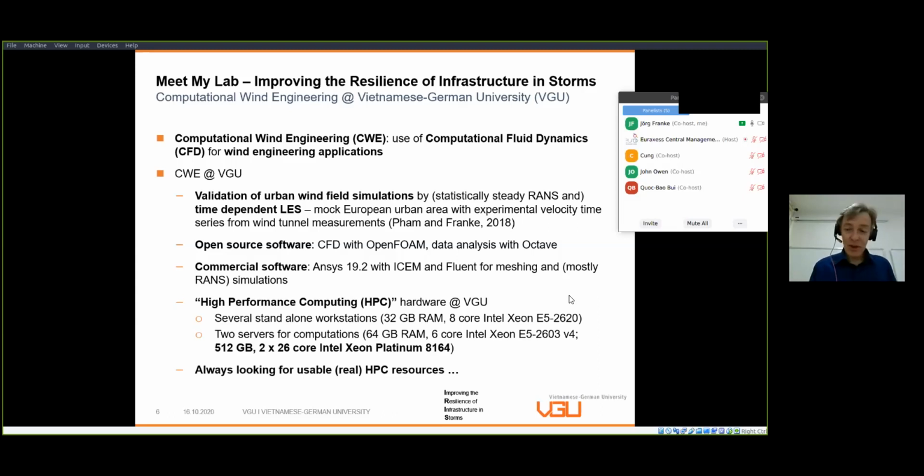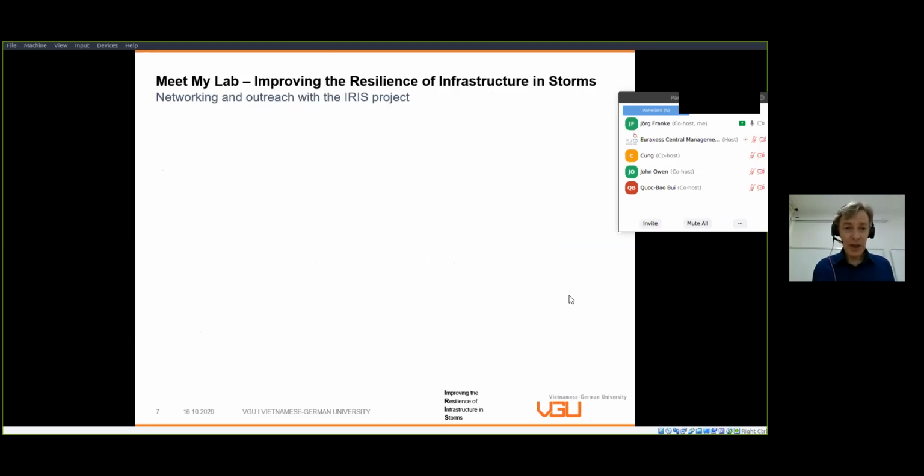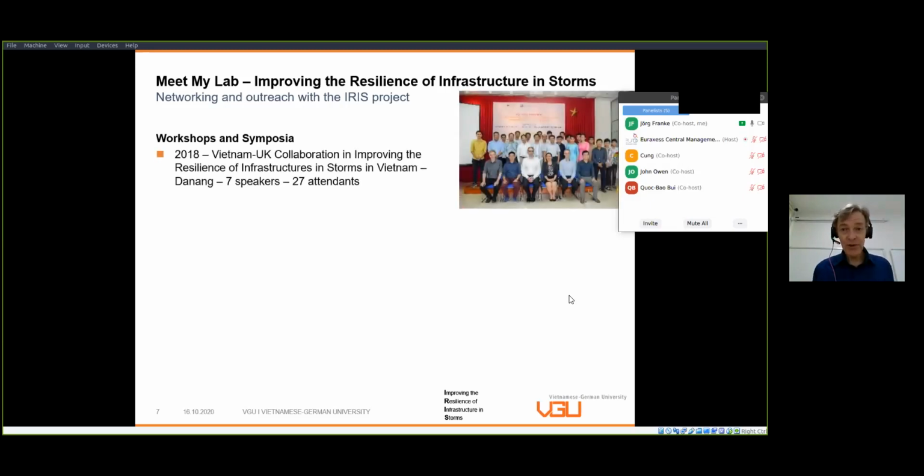Now, this is done ideally in networking, and this brings me now to the IRIS project, which I put towards the end. So within the project we have done a lot of networking and outreach, and the main thing was dissemination of results during workshops and symposia. We started already in 2018 at the beginning to get an overview. That was done in Da Nang. We were working on storms, so the city of Da Nang was the right location to have this first workshop.